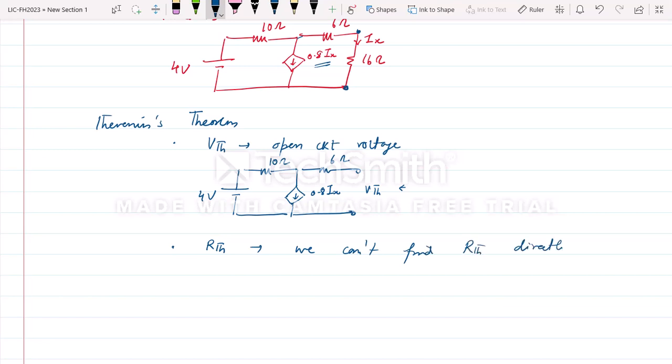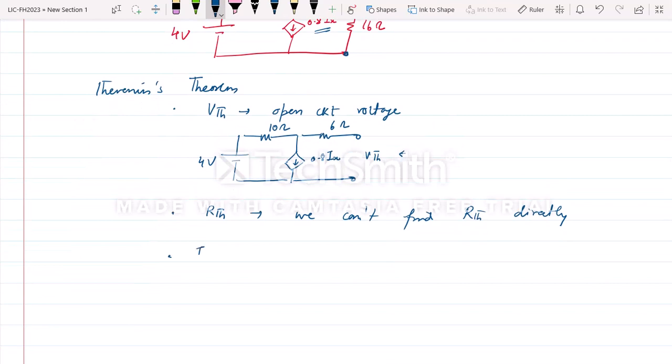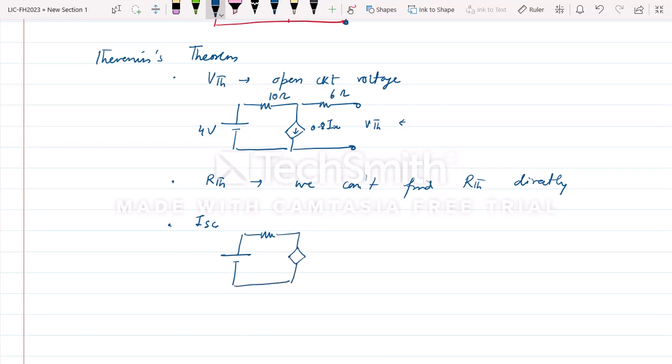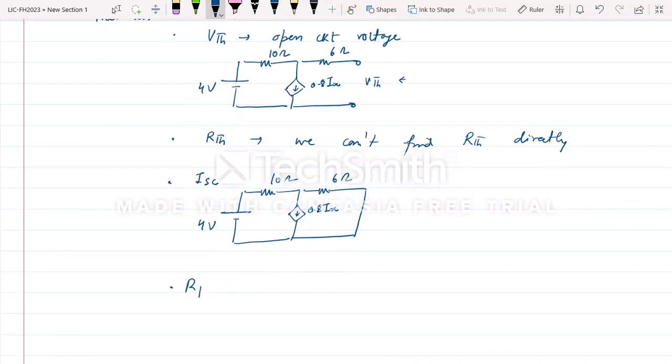So in this case, what we do is we find ISC. ISC is the short circuit current at this point, where we are finding VTH. Why are we calling it short circuit current? Because we are going to short circuit that branch. This is the same circuit: 4 volt, 10 ohm, this is 6 ohm, and this is 0.8 IX, and this we are shorting. So this way we first find VTH, then we find ISC.